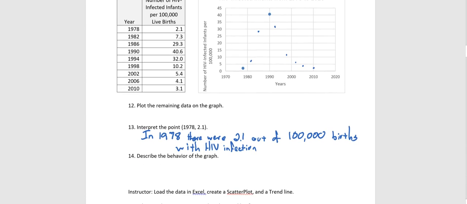Let's take a look at number 14. It says describe the behavior of the graph. Good. Okay, so it peaks in 1990. So in 1990, there were about 41 children out of every 100,000 born with HIV. Now, what trend have you seen since 1990? Yeah, we've had a decrease since then.